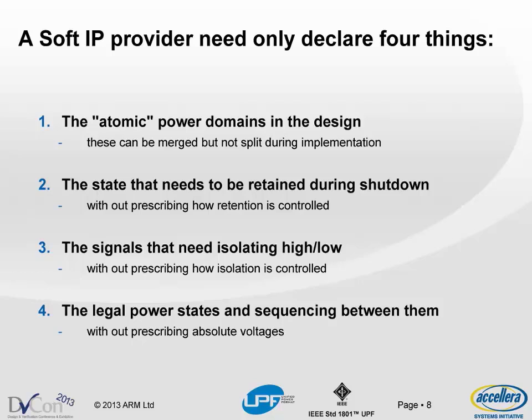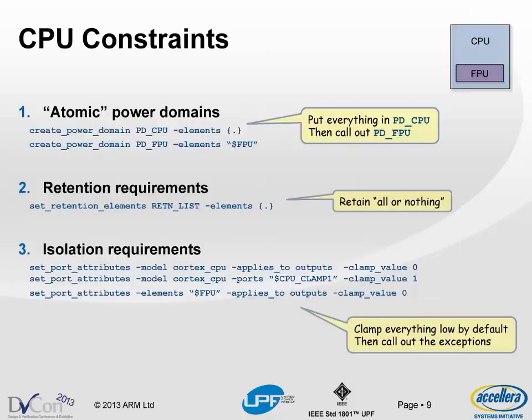Some signals will have a semantic where it's important it's isolated in active. Some signals have no semantic, and you just say it needs isolation and you don't really care whether it's high or low. And then lastly, and perhaps the most important one, is the constraint of the legal power states of the power domains that we've defined and the legal transitions between those power states. And here, you want to do that without getting involved in absolute voltages. In UPF1, it wasn't possible to do without talking about absolute voltages. So what does that look like?